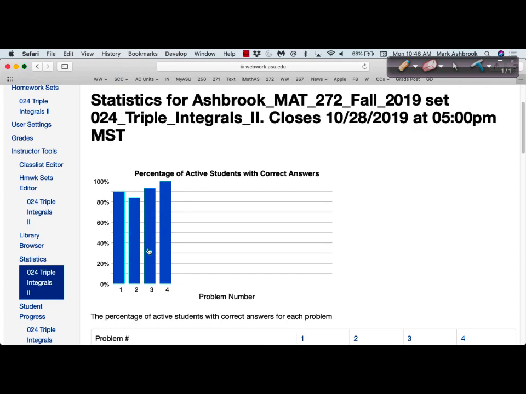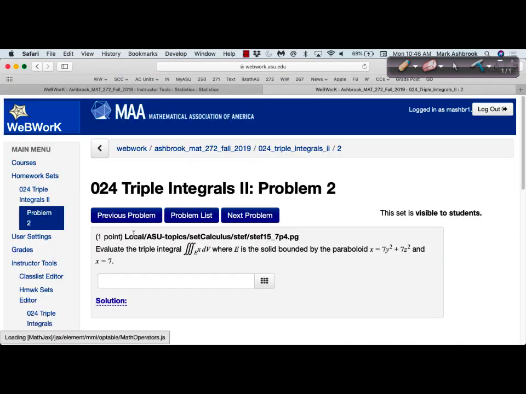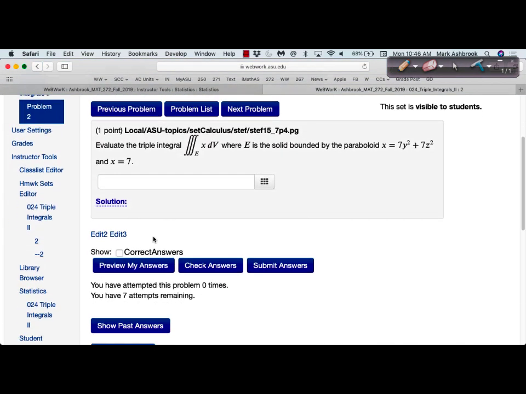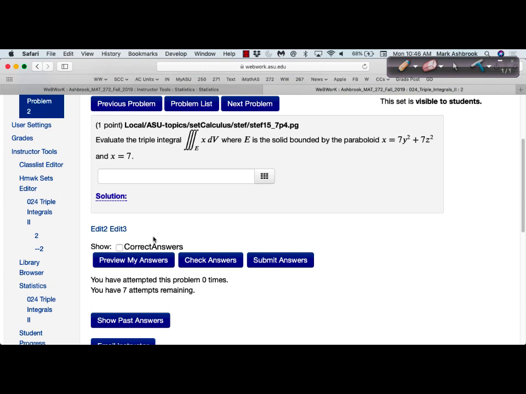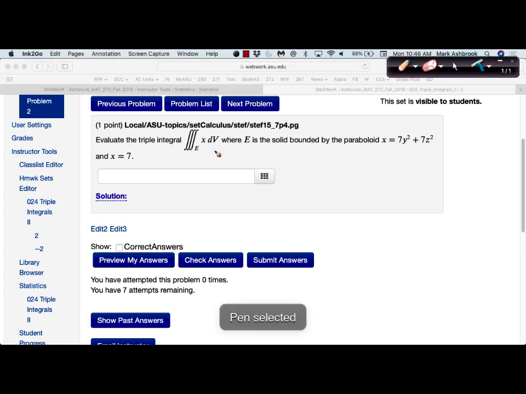All right, so let's look at 2. This one has the lowest success. We'll just talk about this one momentarily here. So we got: evaluate the triple integral of x dV, where E is a solid bounded by the paraboloid x equals 7y squared plus z squared.